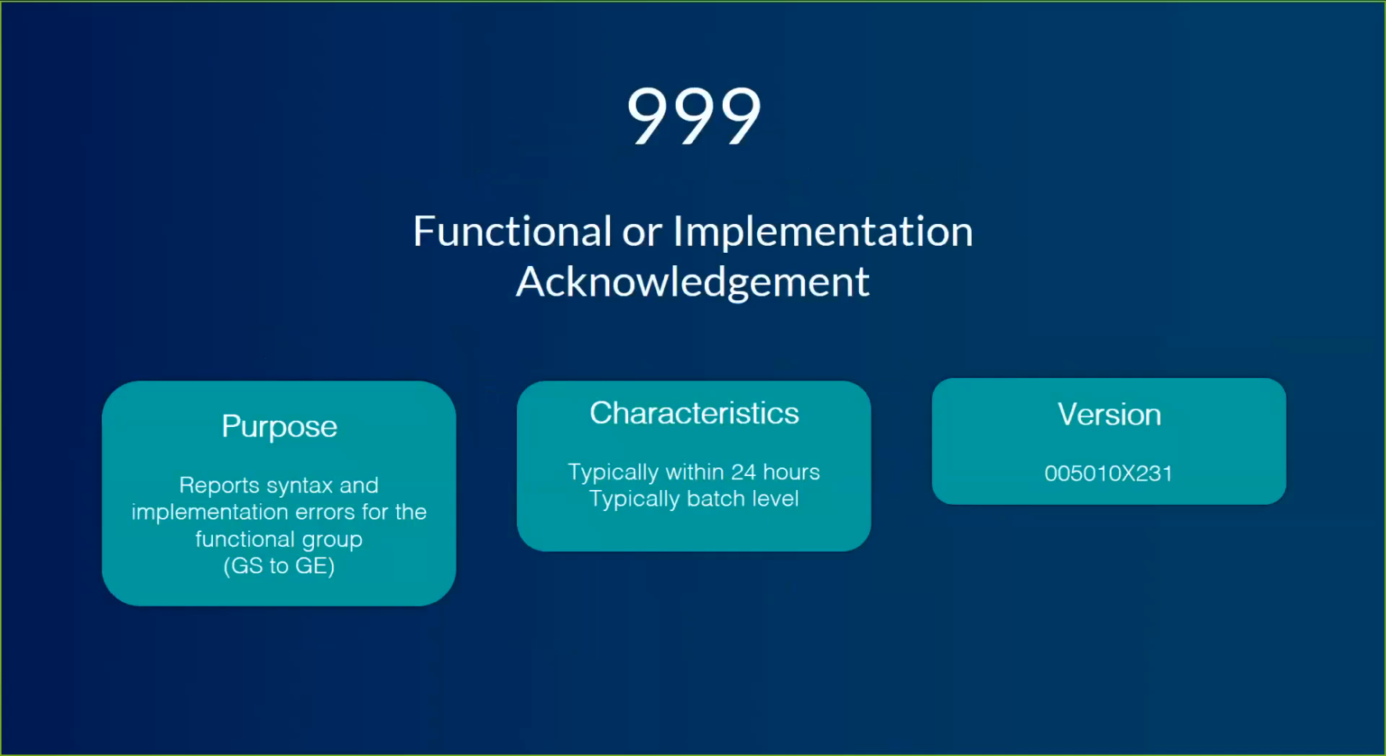On the right bubble there, I have version, and I just put this here for two reasons. One is that if you need an implementation guide and you do not yet have one for this transaction, this is the version number you're going to want to be looking for. And then if you look inside of every transaction, the GS segment is going to have the version number for that transaction. So as we get into the examples, if you want to take a quick look at the GS, you'll see this version number in there.